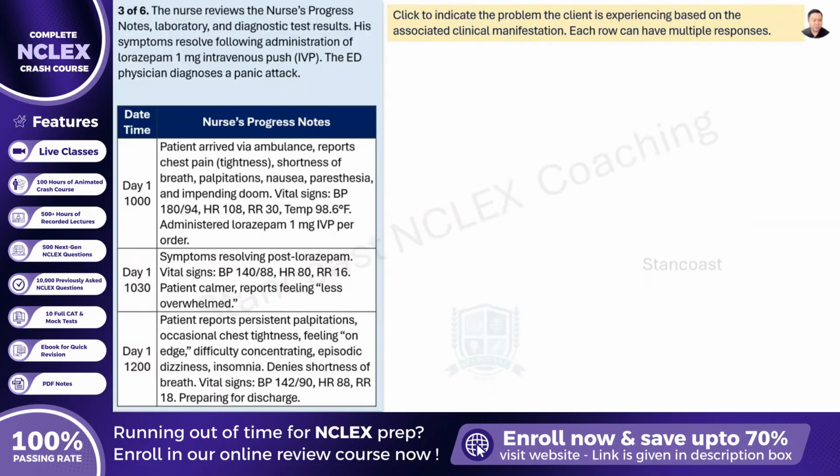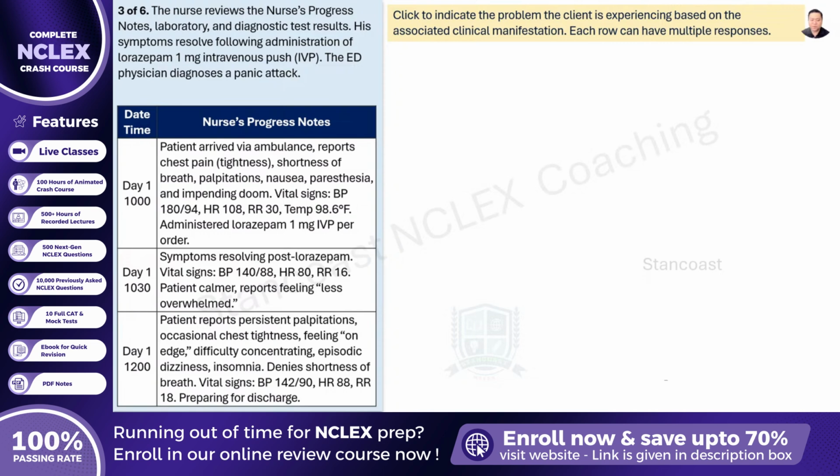Now, let's jump into the topic. The next test item. It says, the nurse reviews the nurse's progress notes, laboratory, and diagnostic test results. His symptoms resolve following administration of lorazepam 1 mg IV push. The emergency department physician diagnoses a panic attack.